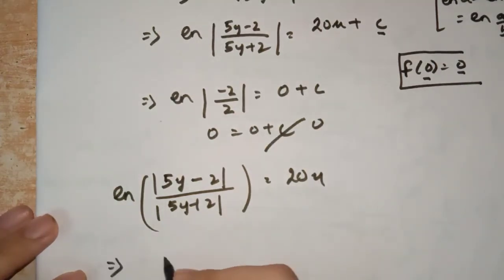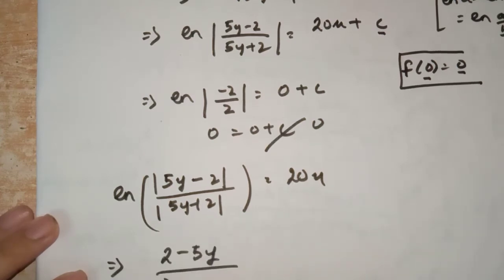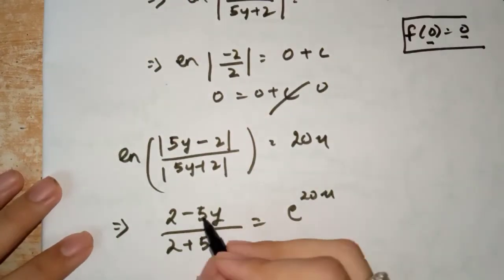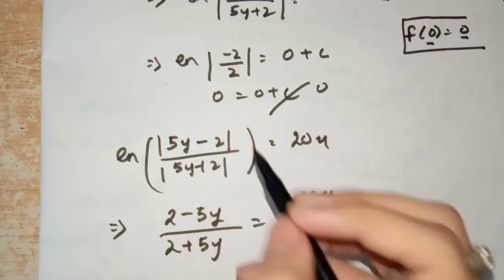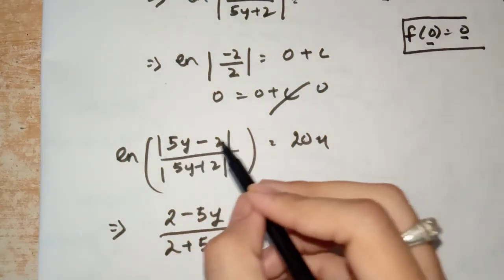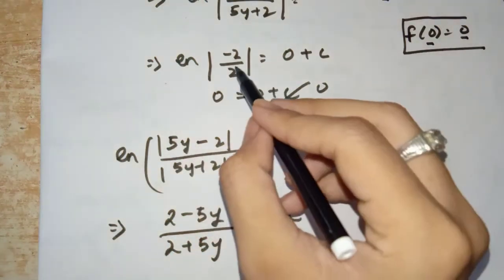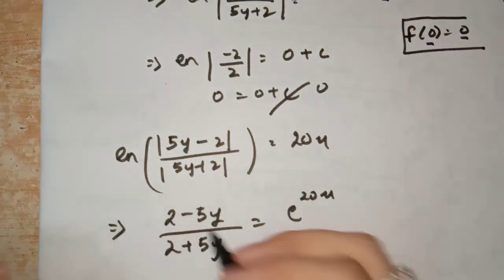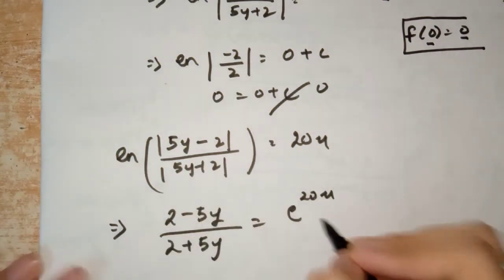So we can open up these brackets. 2 minus 5y by 2 plus 5y is equal to e to the power 20x. Some may ask, why have I written 2 minus 5y instead of 5y minus 2? Because we are removing the mod now, and to satisfy this equation f of 0 is equal to 0, we have to put it the other way so that this becomes positive, so as to satisfy our equation.